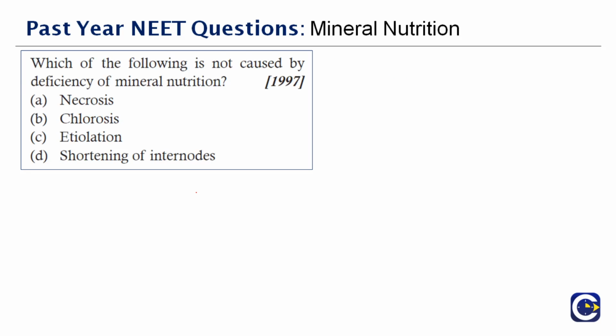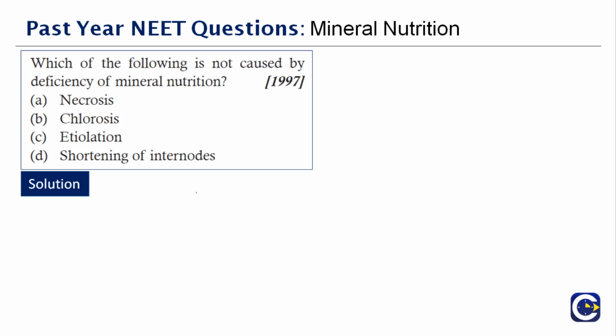Next question here. Which one of the following is not caused by the deficiency of mineral nutrition? You have to analyze here. So what are the four options that are given here? Necrosis, chlorosis, etiolation, shortening of internodes. Etiolation is a response of the plant to a stimulus. When plant seeds are grown in insufficient light, the seedling will have long, weak stems, smaller and fewer leaves because of the longer internodes and pale yellow color.